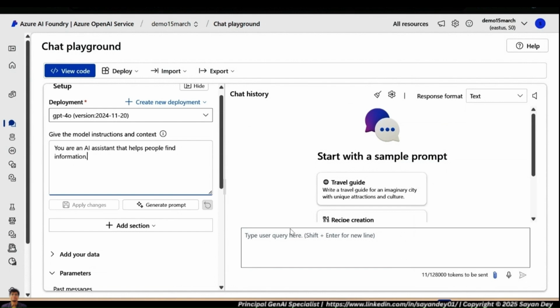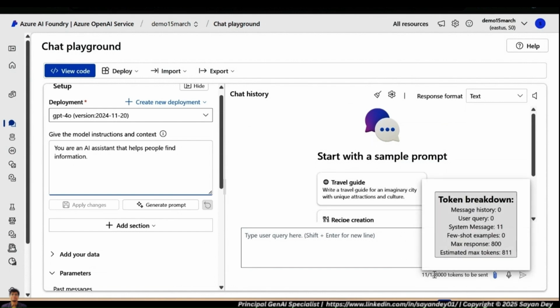Since I cleared the chat, if I hover over it, you can see the total number of tokens that the GPT-4 Omni model can accept is 128,000. And out of that, 11 tokens are already used up. Why? Because they are part of my system message. This is a very, very important thing to keep in mind. Whenever you're making an LLM API call, this entire thing is sent as an input. The input is not just what I'm typing. This part is very important.